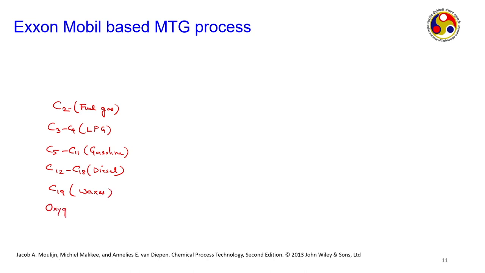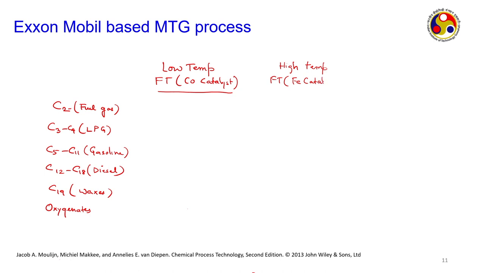Then the oxygenates. Oxygenates means that if there is not much conversion of the methanol, what is left. So if we compare, let us say we have these processes. One is the low temperature Fischer-Tropsch using cobalt as catalyst. You can also compare to high temperature FT, iron catalyst, Fe catalyst. And then our MTG process, which just now we have discussed.